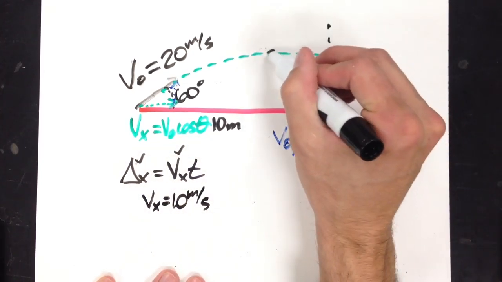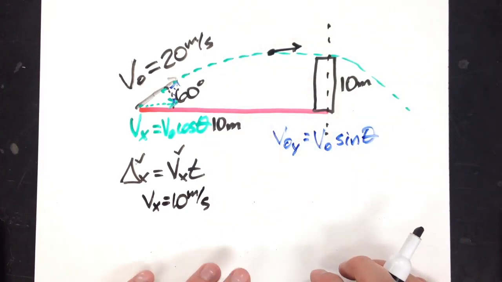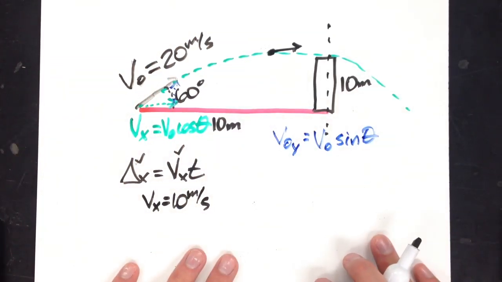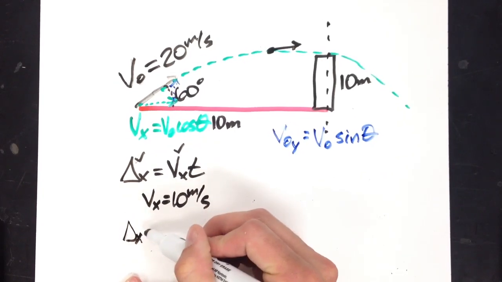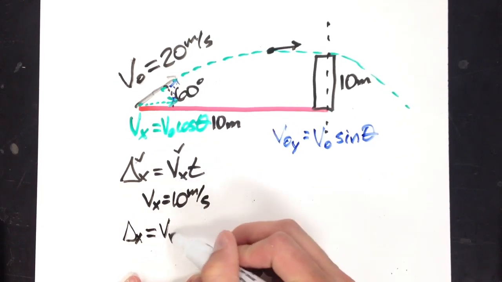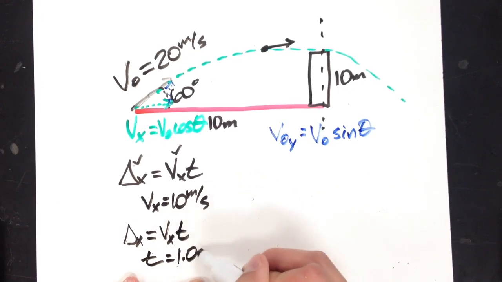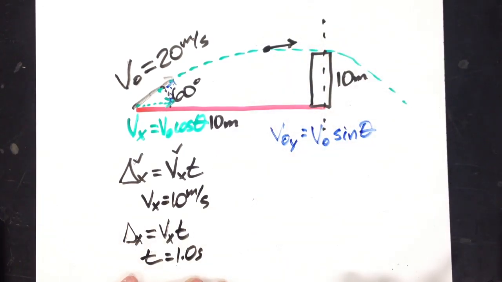Which, by the way, at the apex, or the very top, that's how fast the ball is moving, at 10 meters per second. Because at the top, my y velocity is 0. But that's just an aside. So my delta x is 10. My Vx is 10, which means my time is 1 second to reach this wall here.